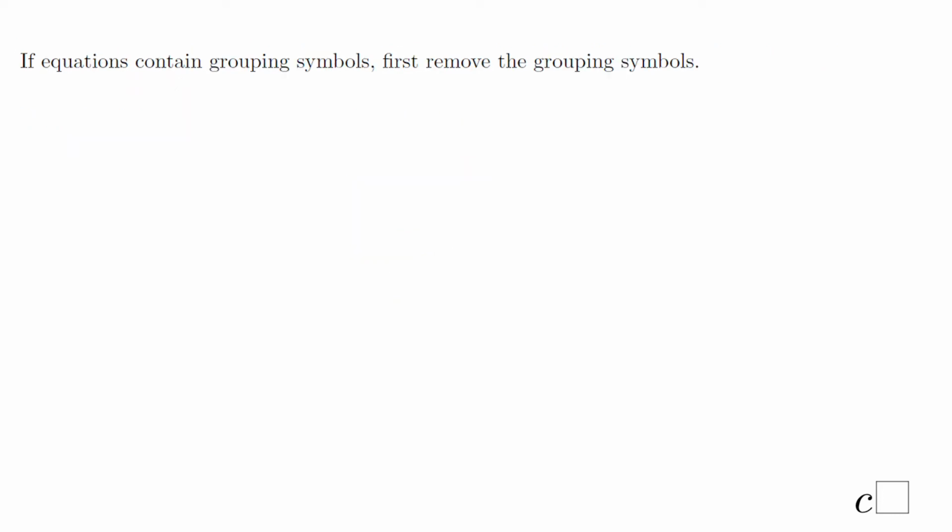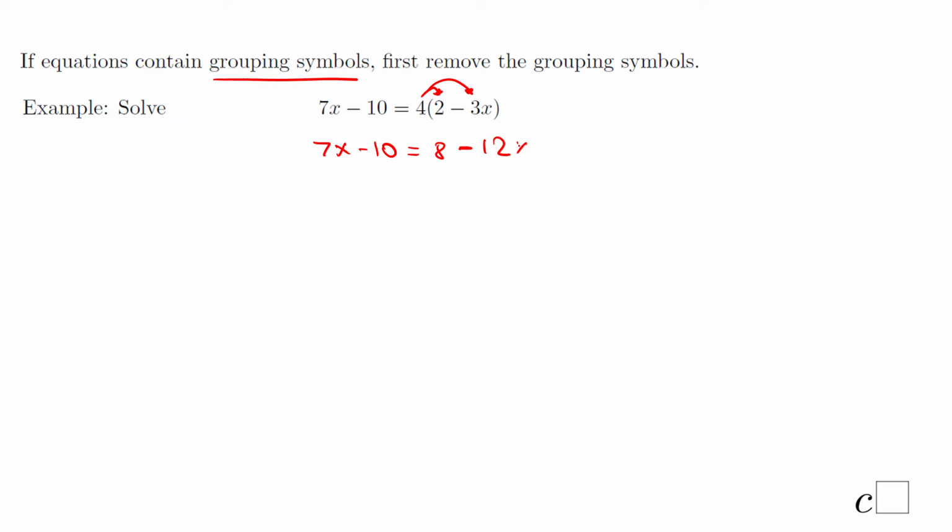Next part of the lesson, we're going to look at equations that contain grouping symbols, like the parentheses you see here. So the first thing you want to do is to remove these parentheses, and we do that by using the distributive property. So we have here 7x minus 10 equals 4 times 2 is 8, 8x, and minus 4 times 3x, that is 12x. And now we have an equation with a variable on both sides.